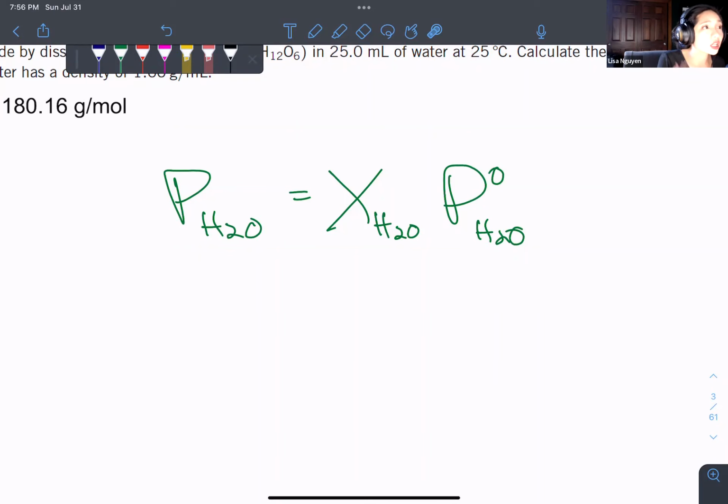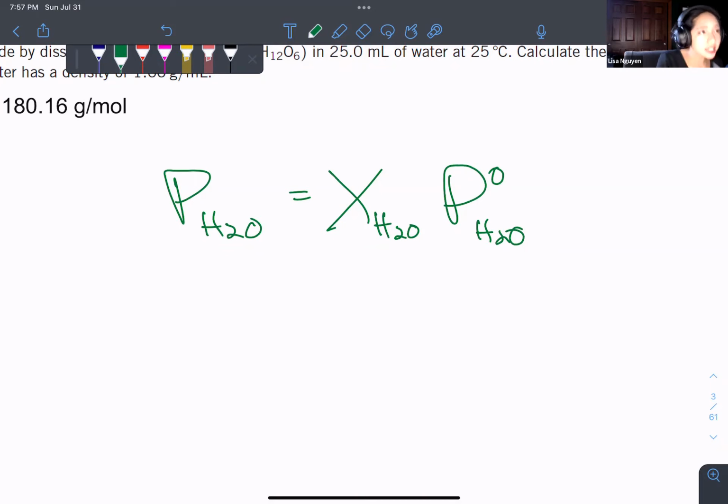So when we think about colligative properties, when you add solute, the vapor pressure of your solvent actually goes down. It's vapor pressure lowering. And so what we see is vapor pressure lowering with colligative properties.